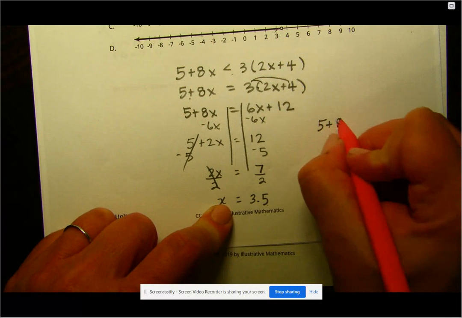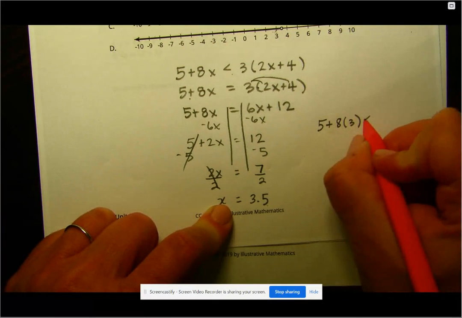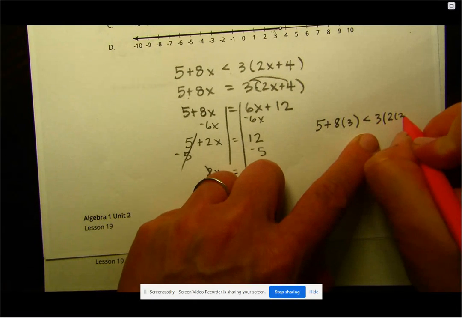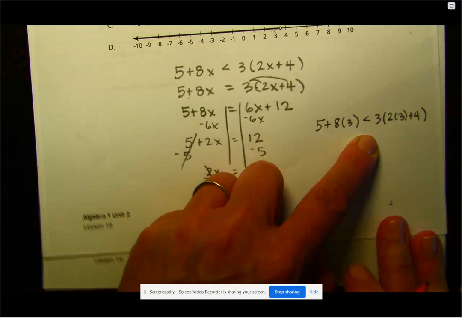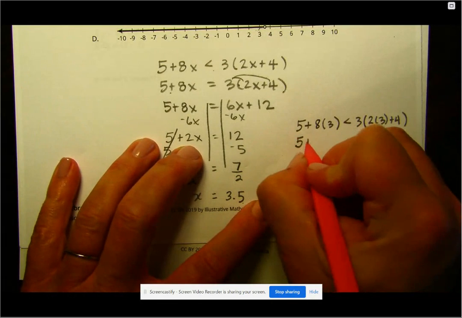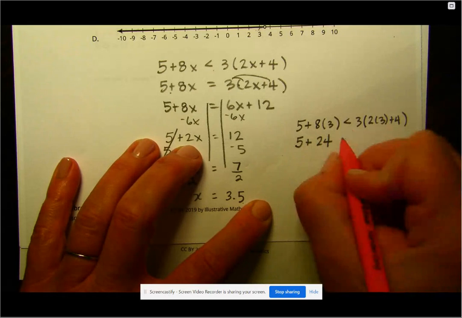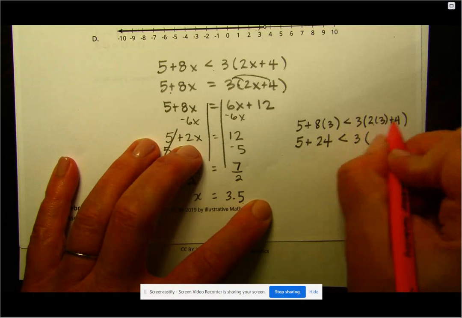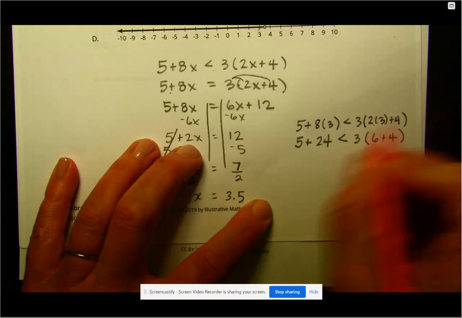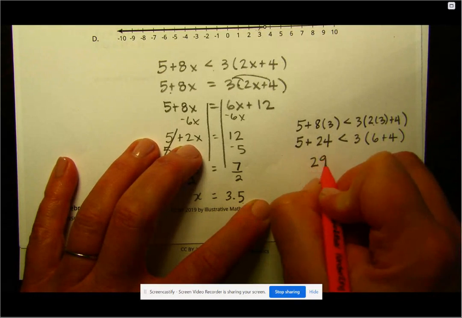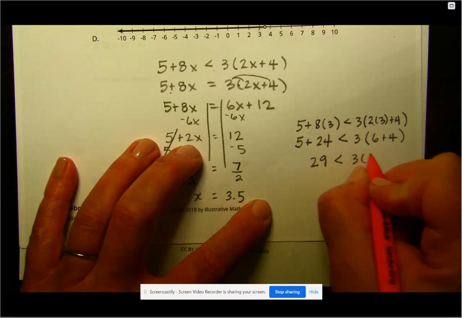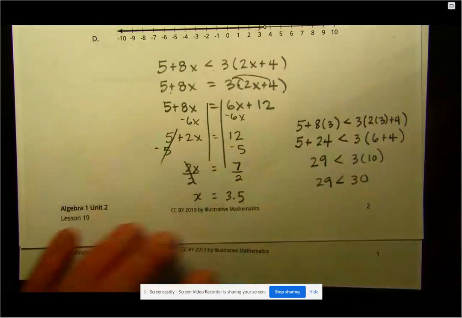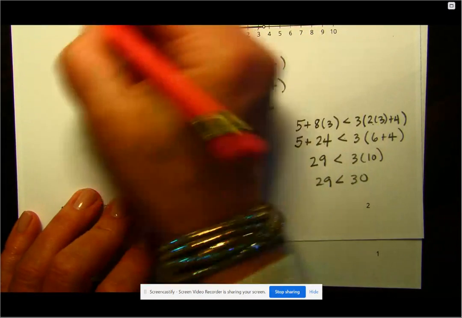So 5 plus 8 times 3, is that smaller than 3 times 2 times 3 plus 4? Sounds a lot worse than it is. Is 5 plus 24 less than 3 times, I'm doing order of operations, 6 plus 4? Is 29 less than 3 times 10? Yes, it is, just barely. Okay, so these are the solutions.